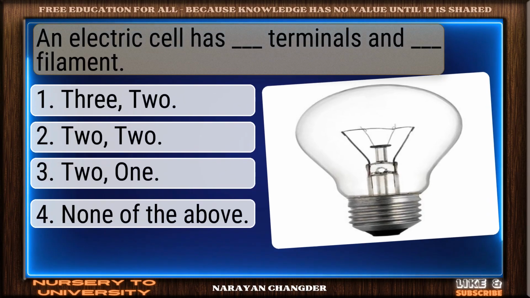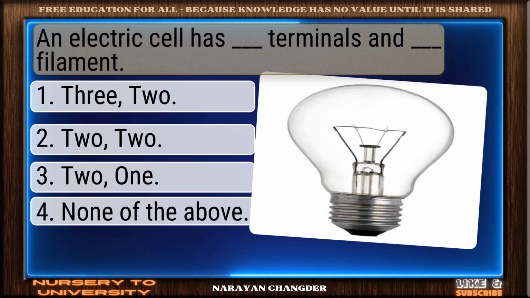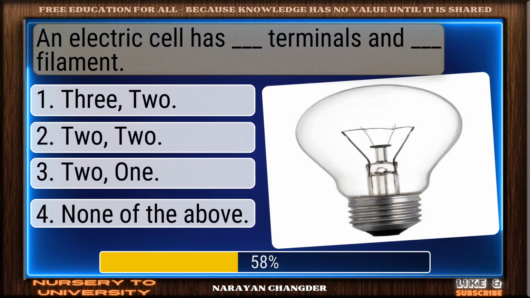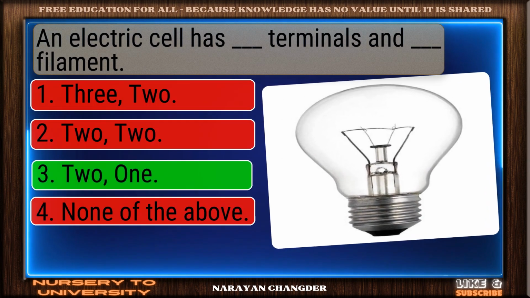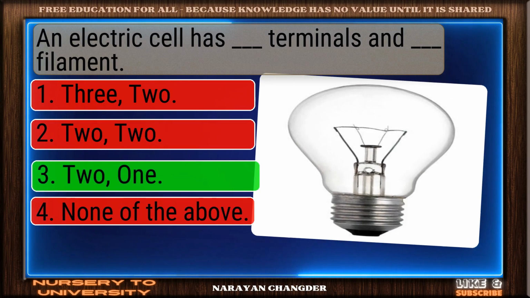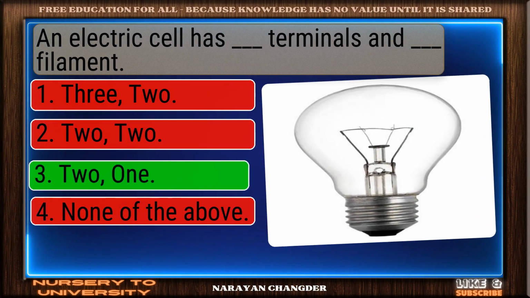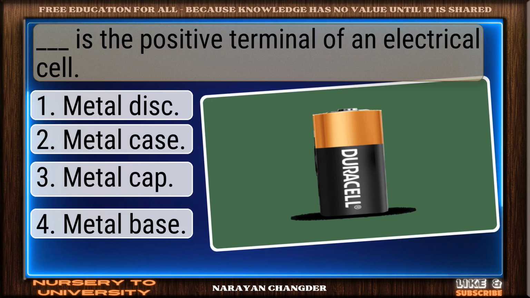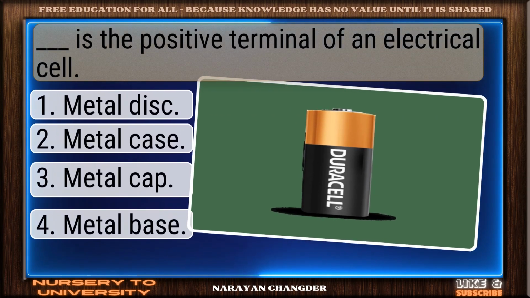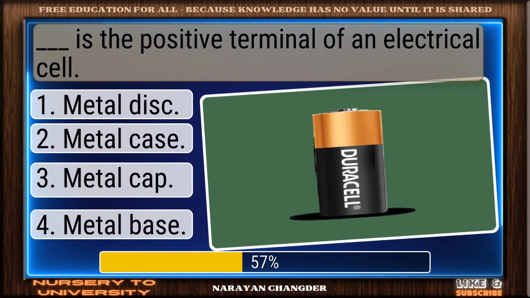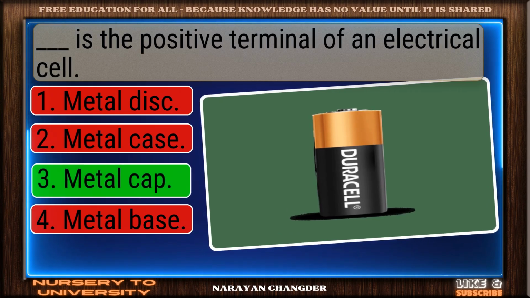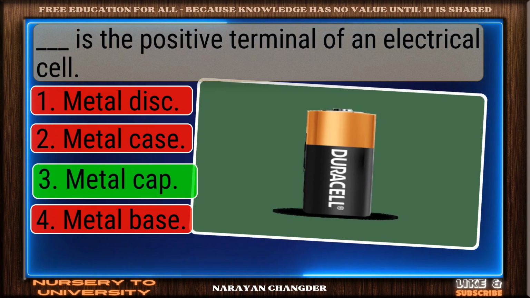An electric cell has dash terminals and dash filament. Nice selection. 2, 1 is the correct and valid answer. Dash is the positive terminal of an electrical cell. You got it. Your choice metal cap is right.